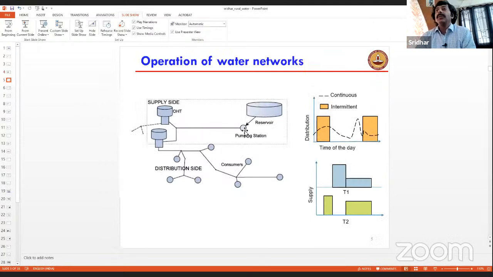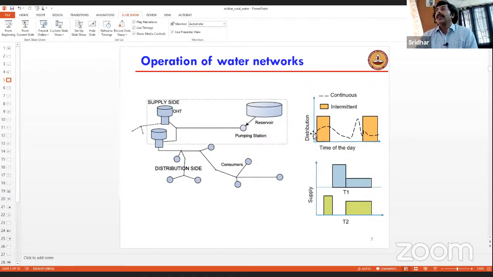This is again a cartoon sketch of what a water distribution network looks like. This is a reservoir where treated water is stored, and this is pumped to these overhead tanks. From the overhead tanks, water usually flows by gravity to the end consumers, in their houses or in their stand posts on the streets and so on.